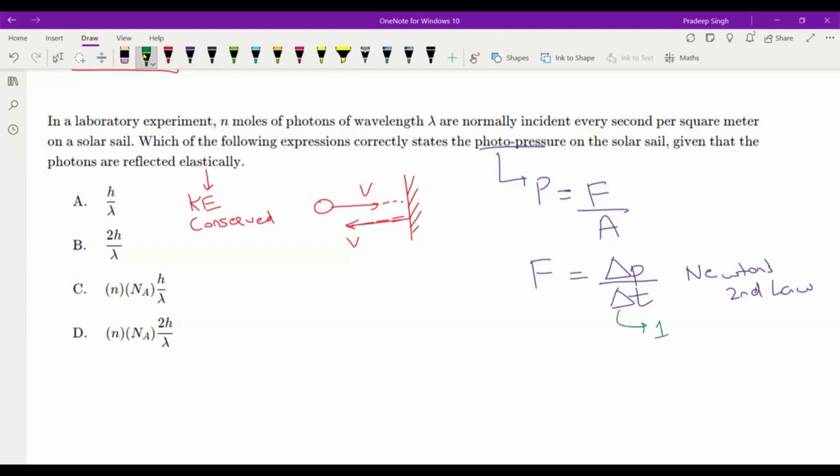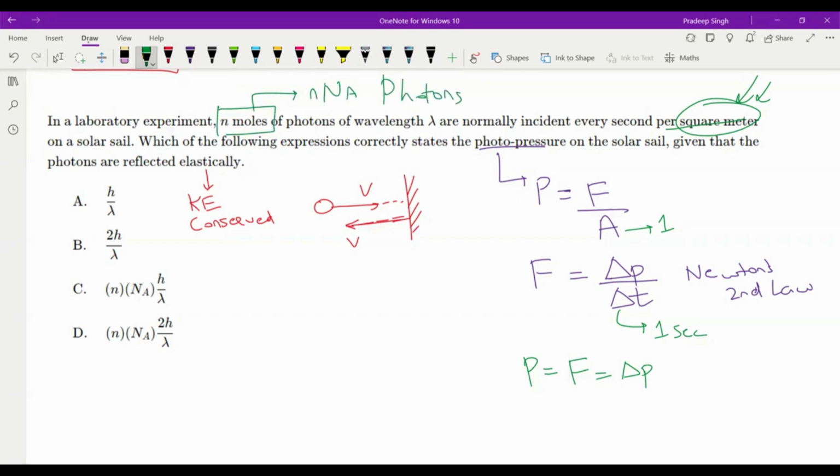Good. So area is also 1, because they have given per square meter, isn't it? So yes, your pressure is just the force, which is equal to the change in momentum. Yes, but you will have to multiply that by the number of photons, which would be n into Na. So n moles implies n into Na photons.